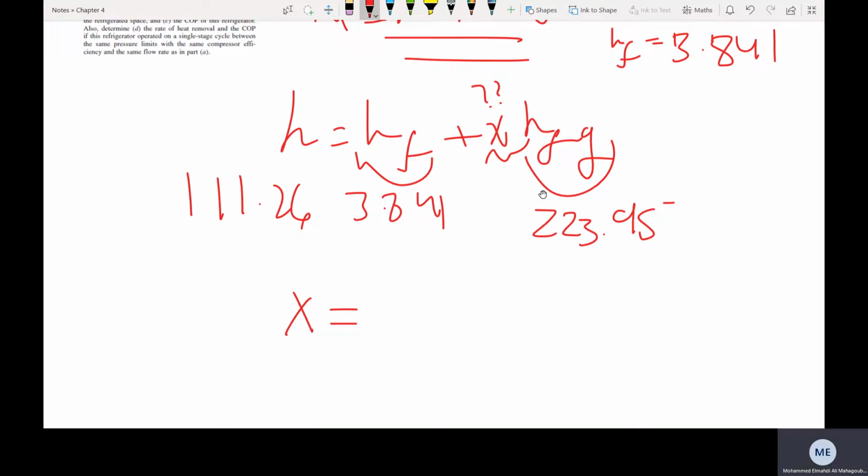So we need to find the quality, and the quality, they got it as... where did they find the quality? Could this question be different? Okay, 1 minute, just 1 minute.